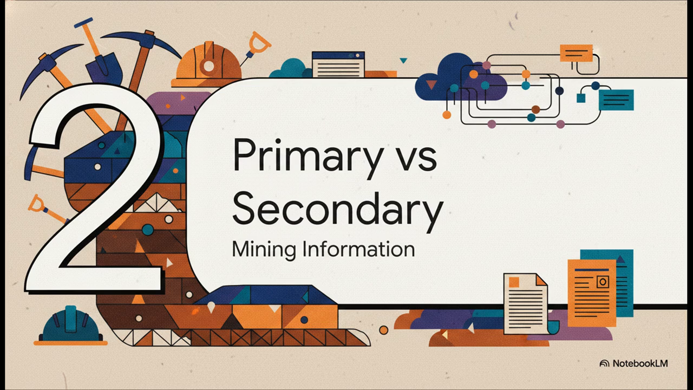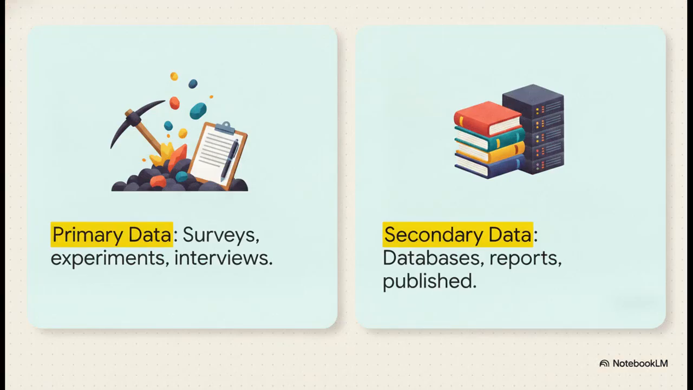Moving on to Section 2, Primary versus Secondary Data. When researchers actually set out to gather this raw material, they essentially face a fork in the road. First up, we have primary data. Now, this is bespoke research. You're launching your own surveys, running hands-on experiments, conducting direct interviews. You get to dictate the exact parameters, which means the data is perfectly tailored to your specific question. But it is incredibly resource-intensive. We're talking immense amounts of time and capital.